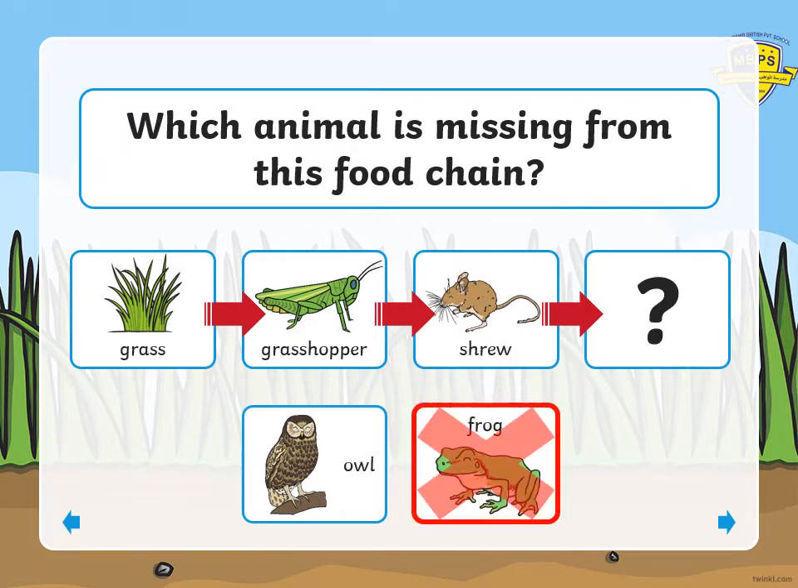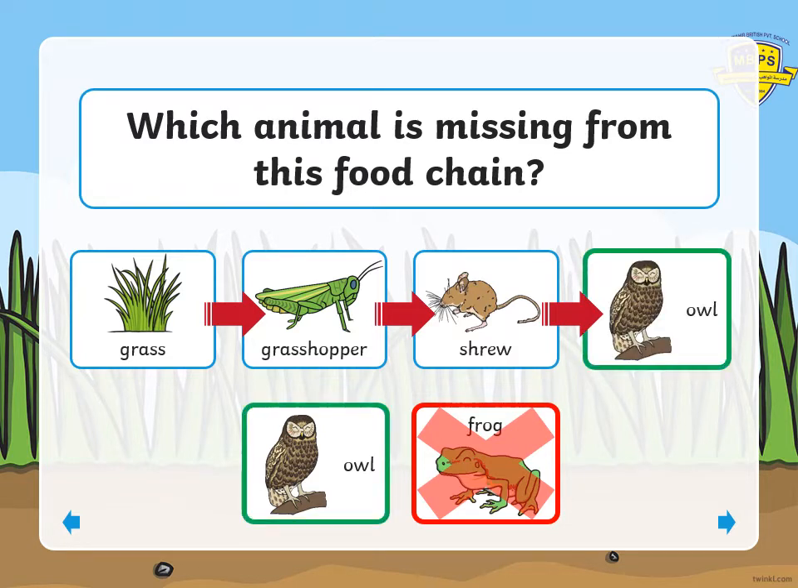No, it's not frog. I'm wrong. It's an owl. If you got it right, it's very good. No, I actually thought it was an owl. I was just joking. Just checking you.